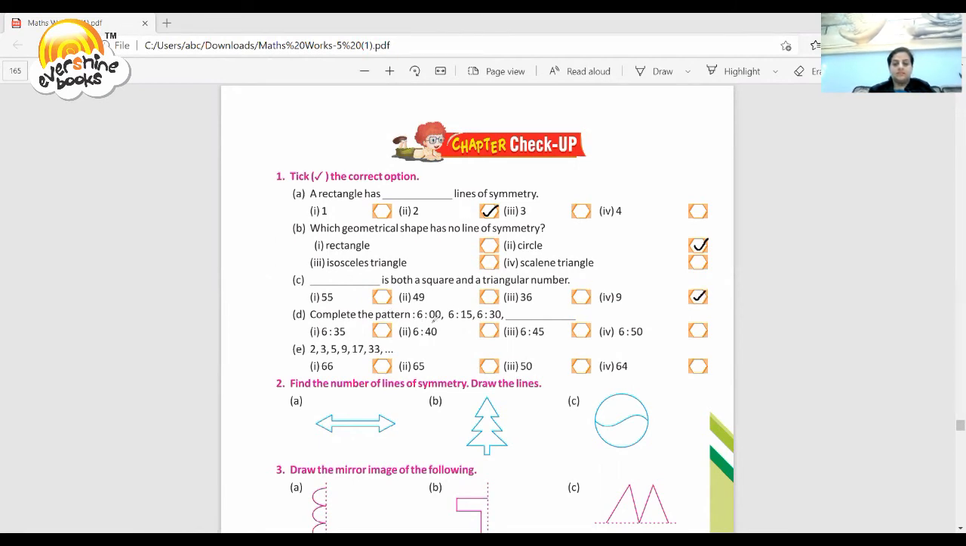Complete the pattern 6:00, 6:15, 6:30. Then what you have to add is 15 minutes. So 6:45. Next, 2, 3, 4, 5, 6, 7, 8, 9, 10. It is 8. Then 33.